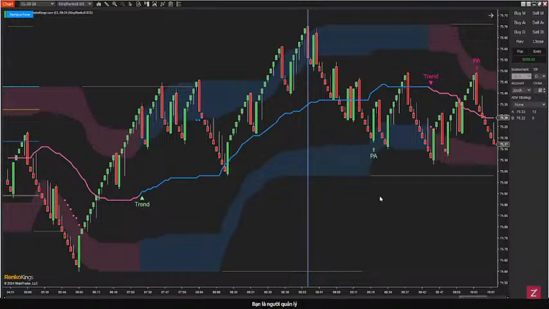And so you see here, this is the PA, this is the deeper pullback. This is the PA pullback. Now, before we even go further, I want to say a few things here about the system.